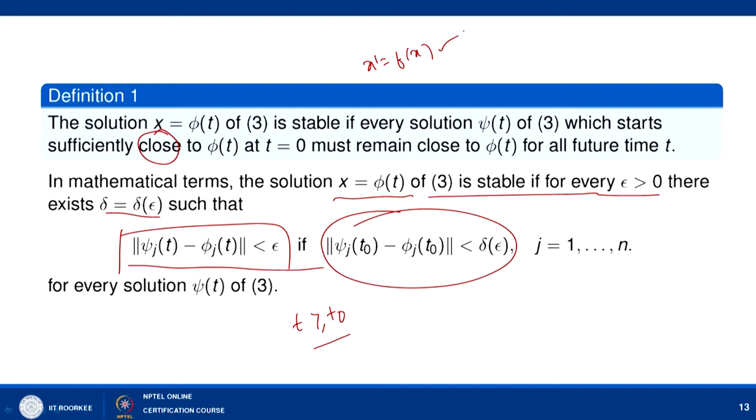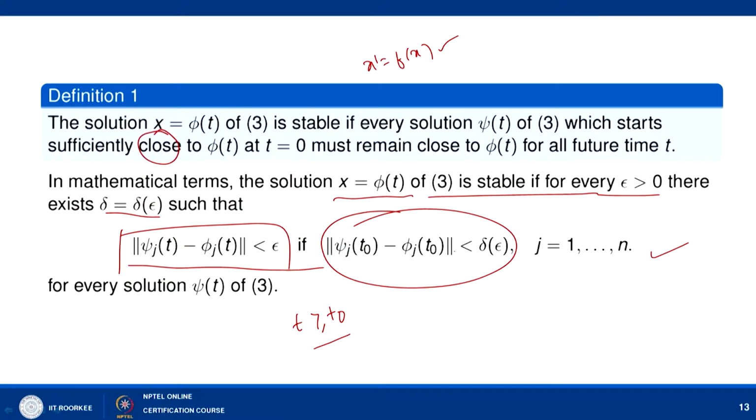So, it means that if you want to check, say, the stability of one solution, that is phi t, consider all the solutions of x dash equal to f of x, and if they satisfy this, then we say that our solution x equal to phi t is a stable solution.